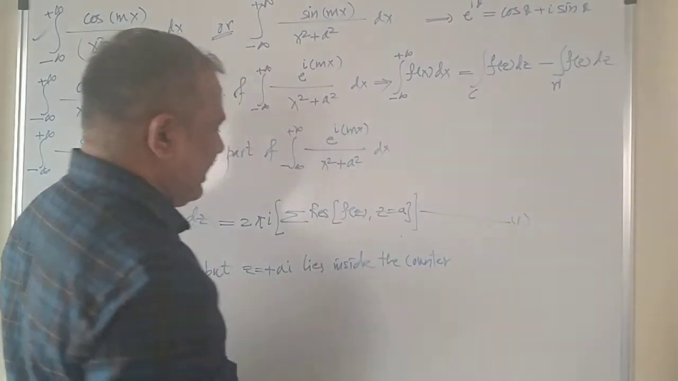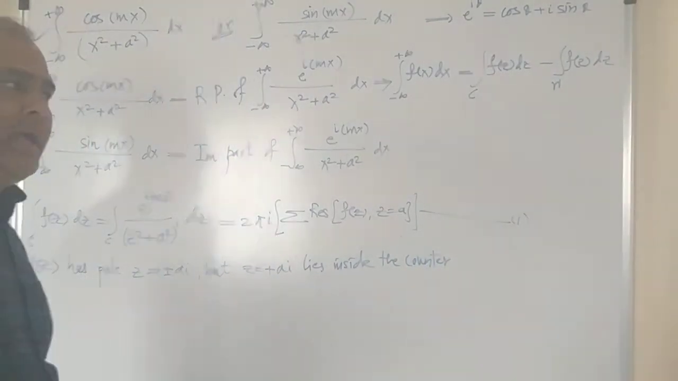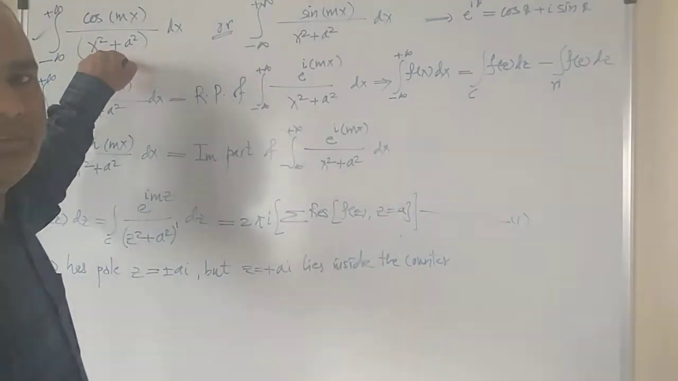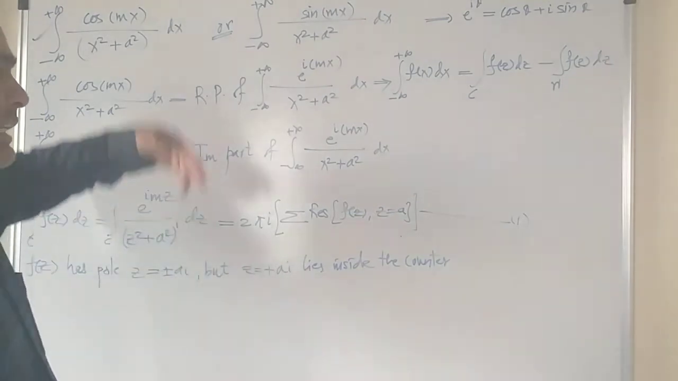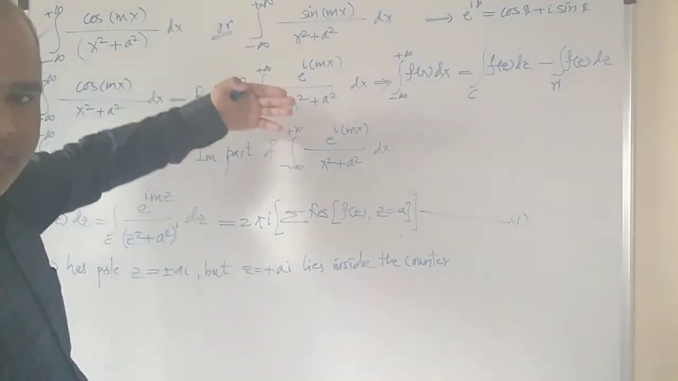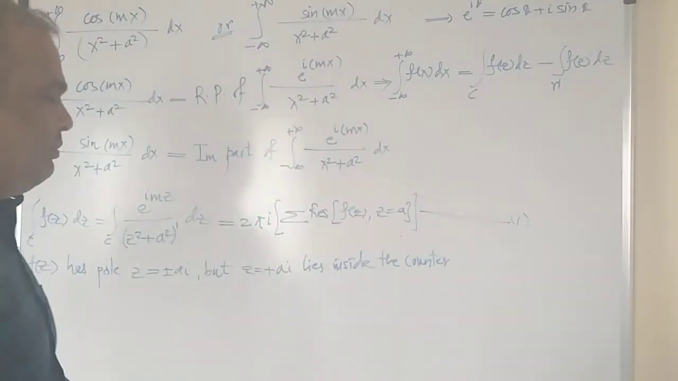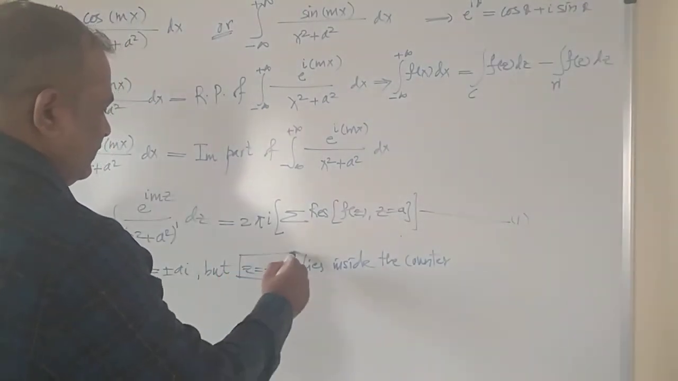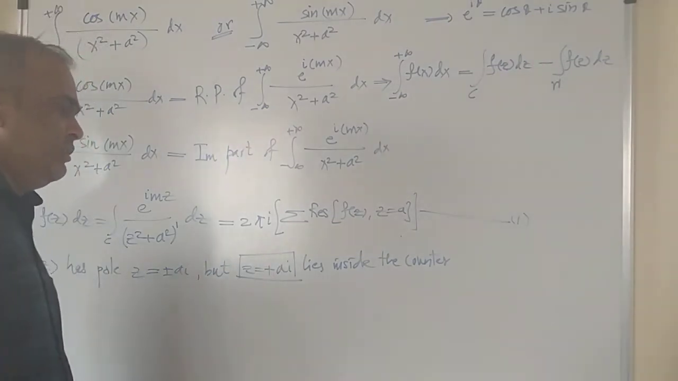Z is equal to minus ai does not lie inside the contour. Why? Because we are solving the problem based on a semicircle. So plus ai is in the upper half, minus ai is in the lower half. So minus ai does not lie inside the contour. So let's calculate the residue for this singular point only.